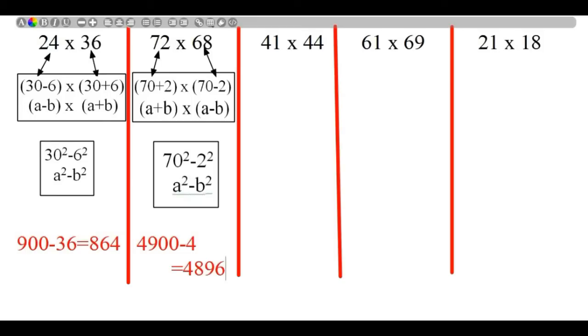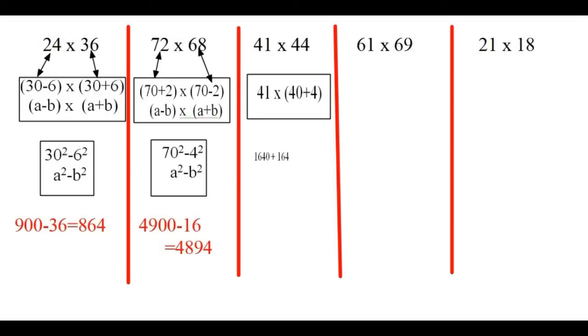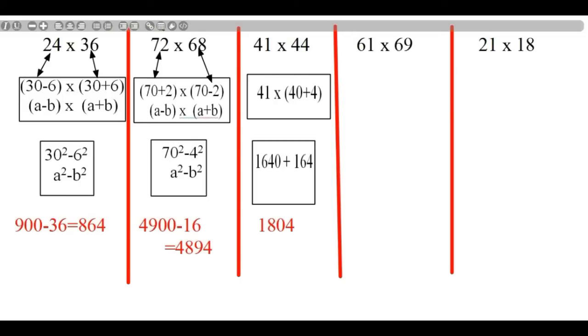The next one is 41 into 44. Now 41 into 44 cannot be taken in the form of (a+b)(a-b). That is the reason we need to use split and merge. That's like 41 taken 44 times, so take it 40 times and then 4 times. 41 into 4 is 164, so 41 into 40 will be 1640. 1640 plus 164 is 1804.